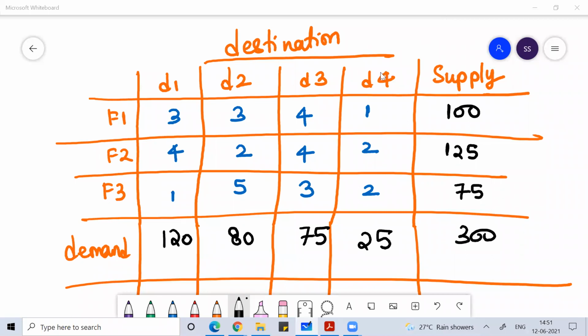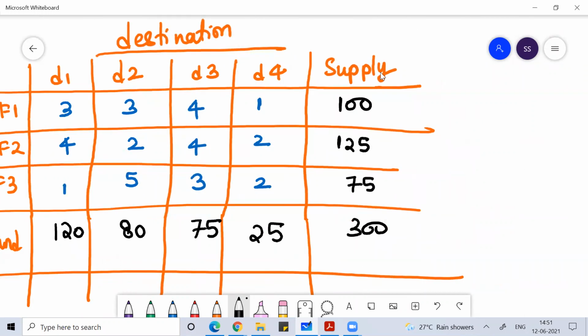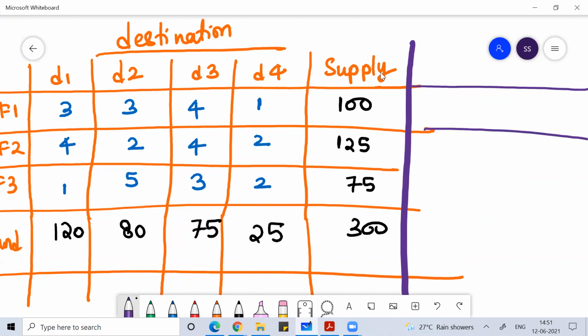I believe you have already written down the problem. Now we'll solve it by Vogel approximation method, or VAM method, or penalty method. How to do this? Please pay attention. What you need to do here is find the penalty, row wise and column wise.